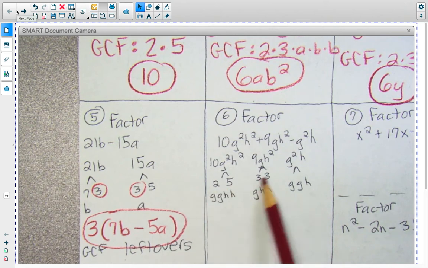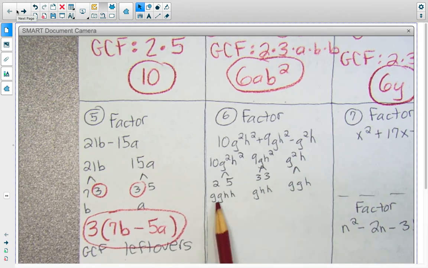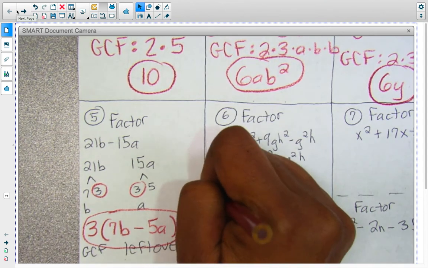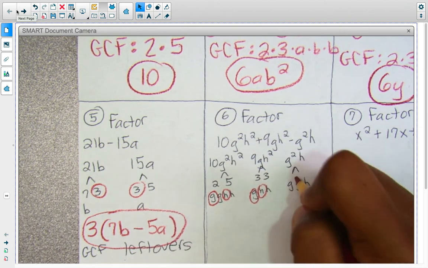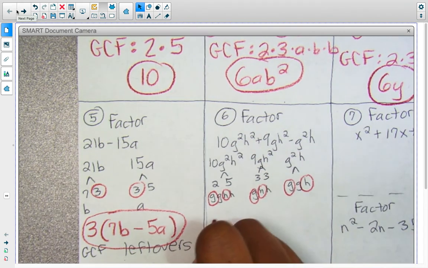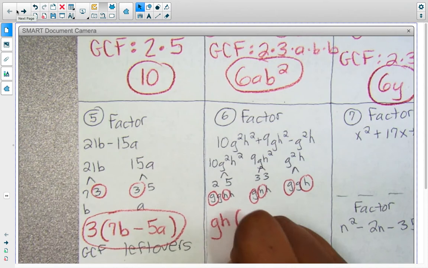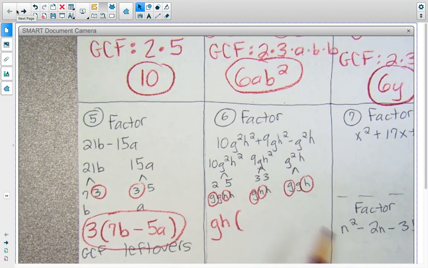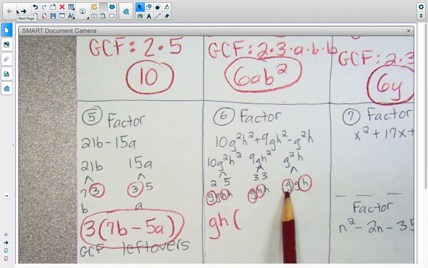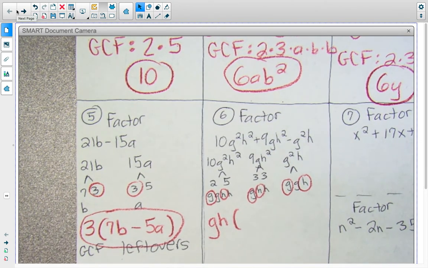We're going to go back and circle any numbers or variables that they share. I don't see that they have a number in common, but I do see that they have a variable in common. I see a G and an H, and I see a G and an H, and I see a G and an H. So that is the greatest common factor. Each term, even though there's three of them, has a G and an H. Leftovers go on the inside.